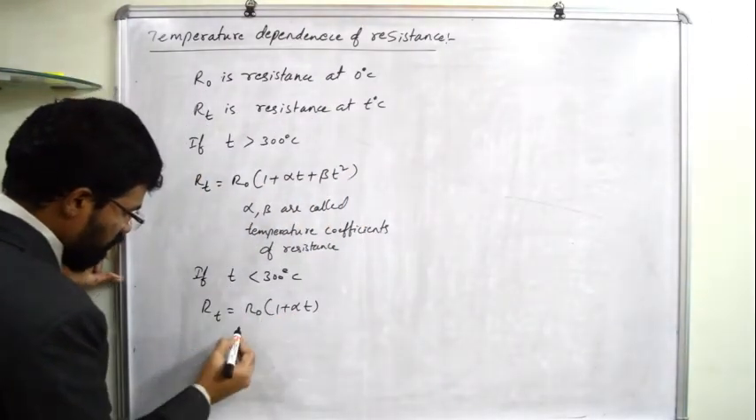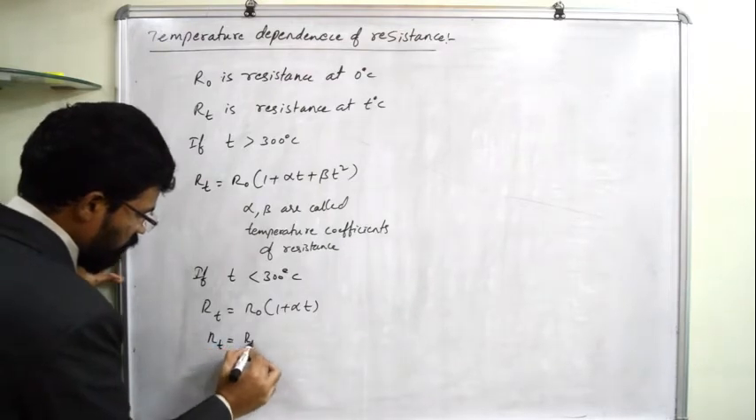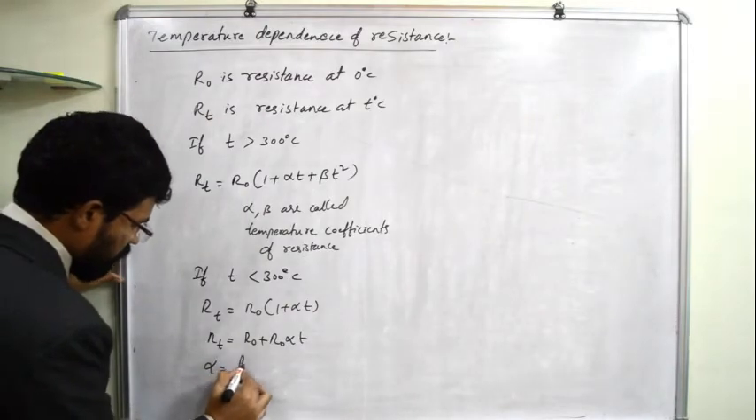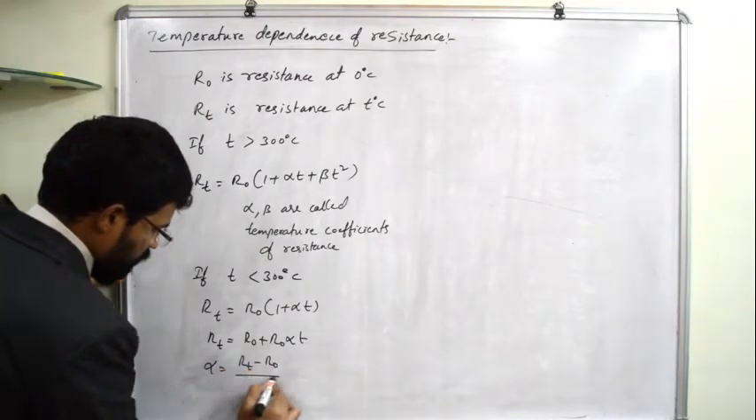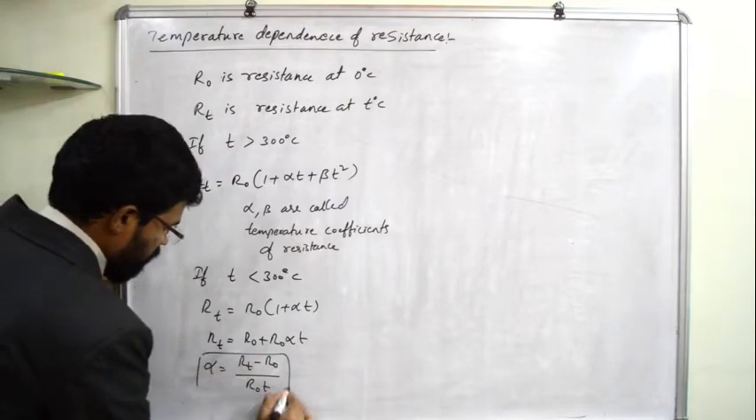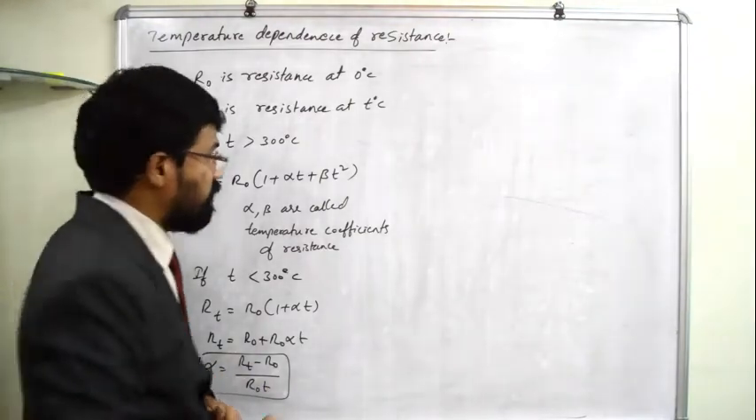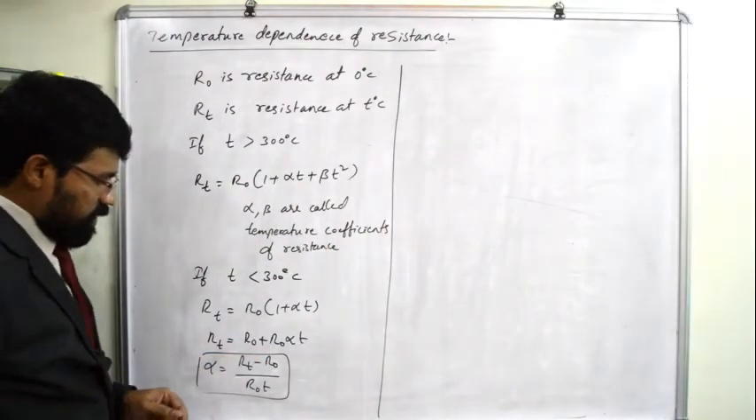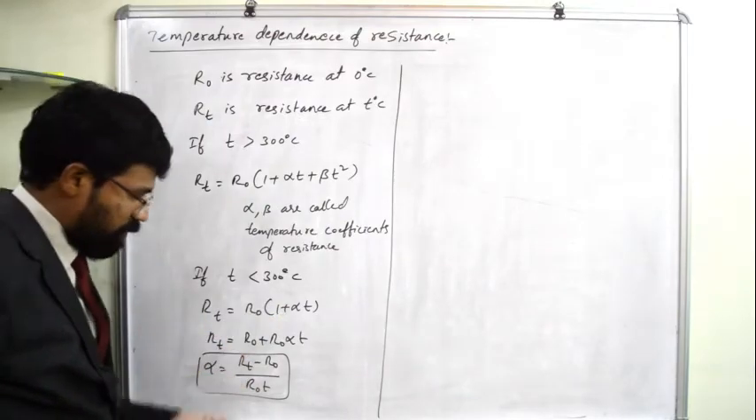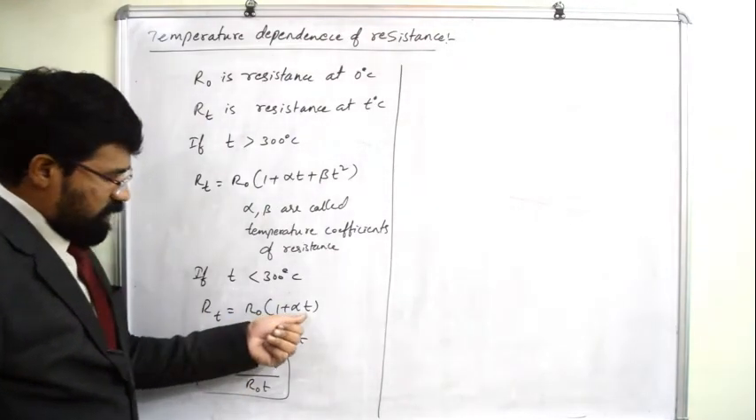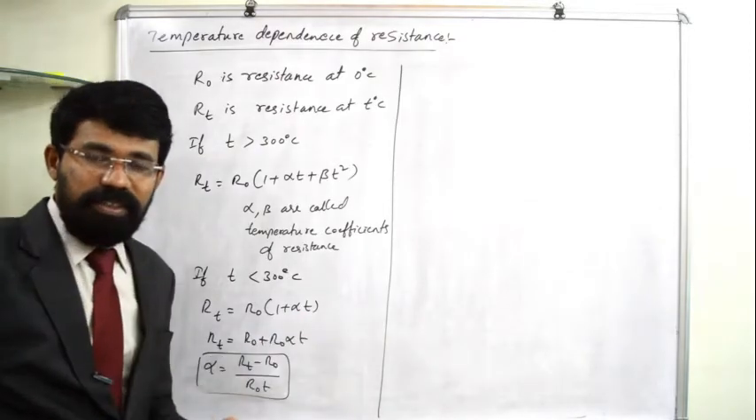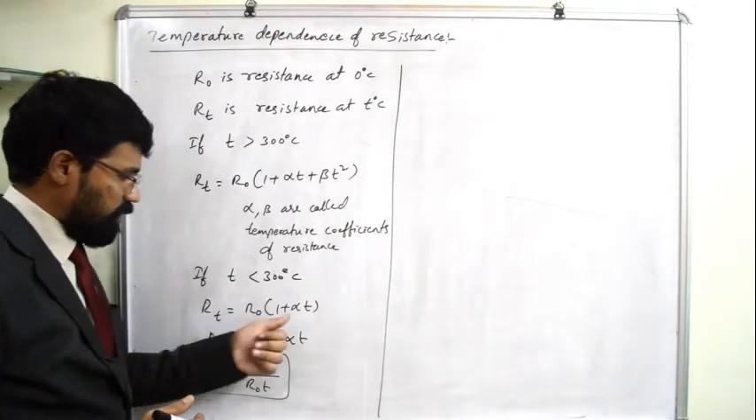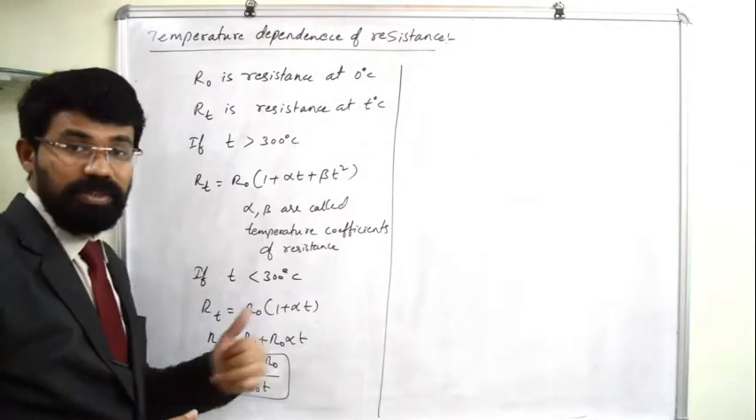If you want to write an expression for alpha, how can it be written? In fact, R_T is equal to R naught plus R naught alpha T, isn't it? From here, alpha can be written as (R_T minus R naught) by R naught T. This is the expression for temperature coefficient of resistance. To be more precise, if you are not dealing with 0 degrees Celsius, in place of T you will have delta T, the difference between the two temperatures. Here, the two temperatures are 0 and T, so T minus 0 is T, and that is why it was written as T here.